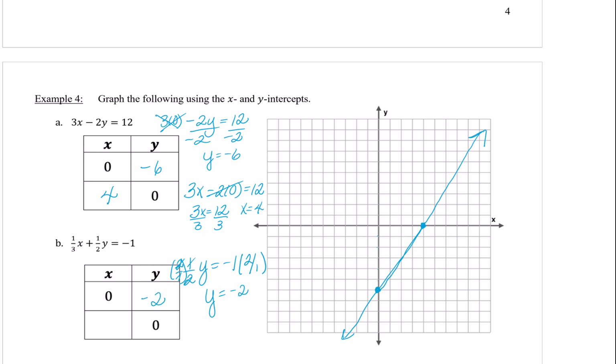And then for the x-intercept, that is when y is 0. So I would put in 0 for y. And I would just have 1/3 x equals negative 1. So we're going to multiply by its reciprocal. So divide by a fraction, you multiply by the reciprocal. So I get x equals negative 3. So 0, negative 2, and negative 3, 0 are my 2 points. And then I can graph that line since I have 2 points.